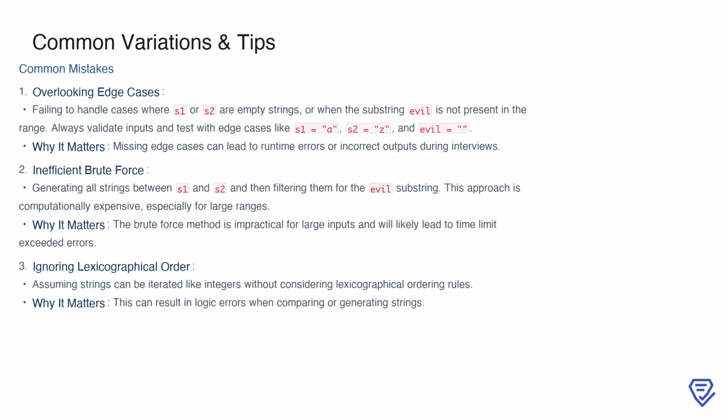Another common mistake is relying on inefficient brute force methods, such as generating every string between S1 and S2 and filtering them for the evil substring. This approach is computationally expensive and impractical for large ranges, often leading to time limit exceeded errors. Lastly, it's important to respect lexicographical order when working with strings. Unlike integers, strings follow specific ordering rules, and ignoring these can result in logic errors when comparing or generating strings.